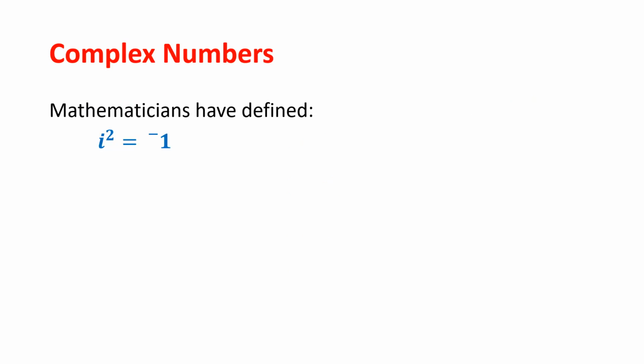Mathematicians have defined i squared to be equal to negative 1. And therefore, if we take the square root of both sides, i is equal to the square root of negative 1. Now you're going to have to remember this. This is not provided on any formula sheet. How does that help us with this definition?